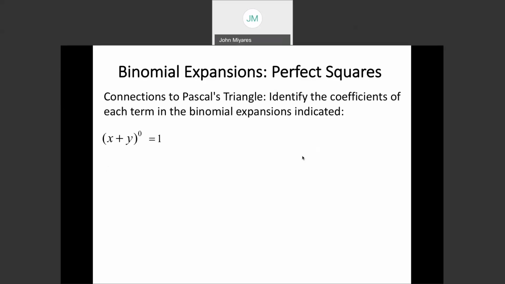If I want to look at x plus y to the first power, well, anything to the first power is just itself, so x plus y to the first power will just be x plus y. If I wanted to look at the coefficients of each term, what I would see is that I have 1x plus 1y, so my coefficients are 1 and 1.